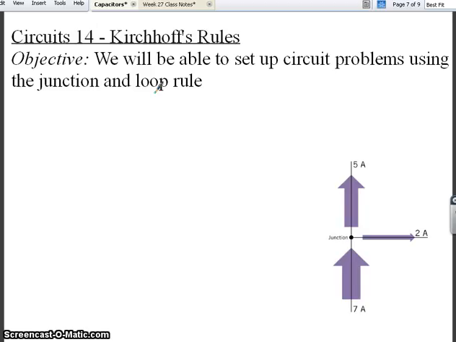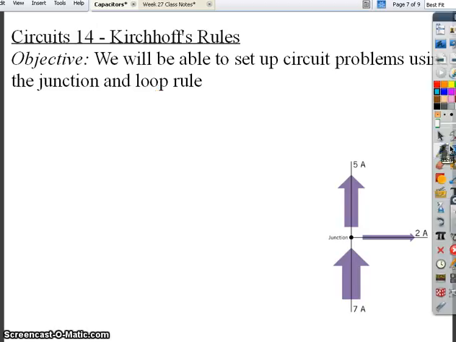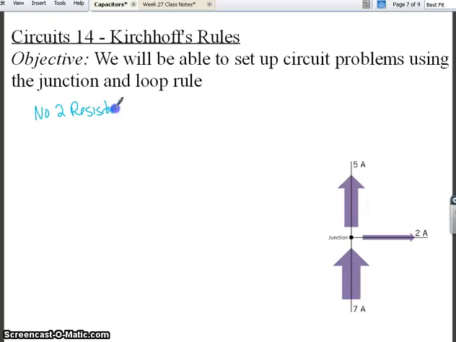So far we've talked about series and parallel. In some situations, we may not be able to break a circuit down into series and parallel components. Sometimes no two resistors are in series or parallel, or we might have a situation where there are multiple batteries or multiple power sources. Okay, so if we have these situations, we're going to be using Kirchhoff's rules.